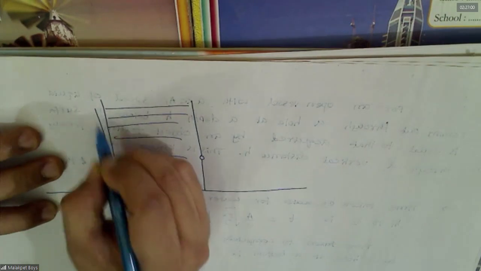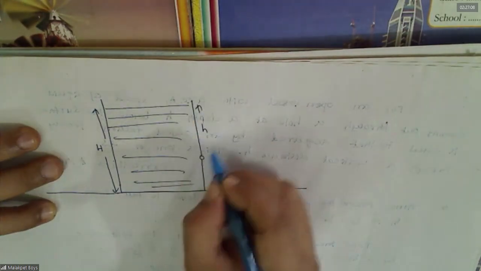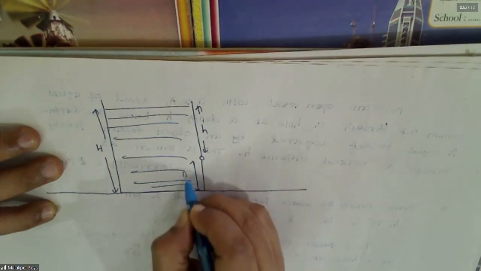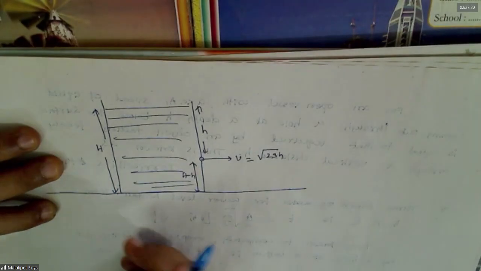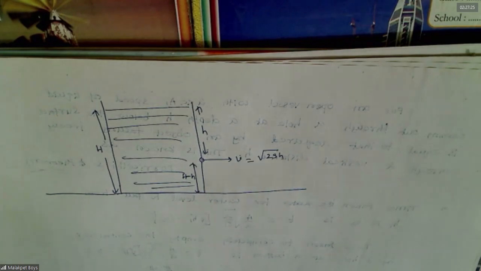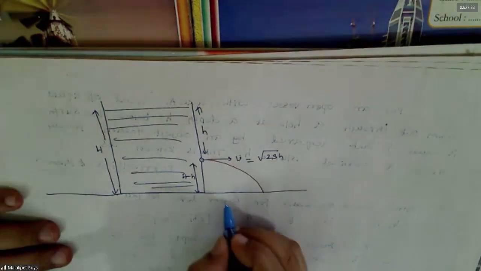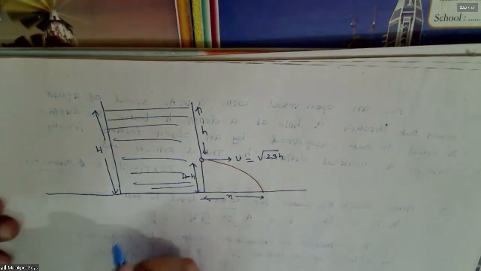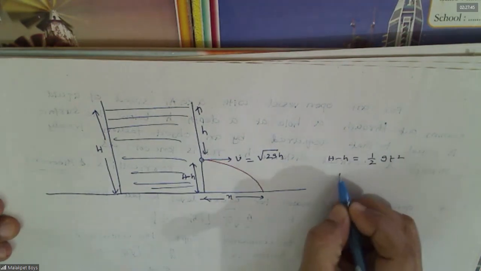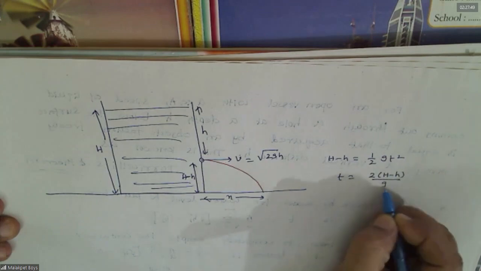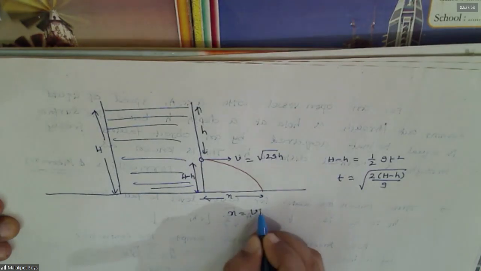This is H. This is at a depth of say h. Then what will be this? This is the velocity root 2gh. Okay. So it falls over here. This is x, no? Now you can see H minus h is half g t square, no? So what is t? Is it clear? Then what is x? v t only, no? There is no acceleration, no?